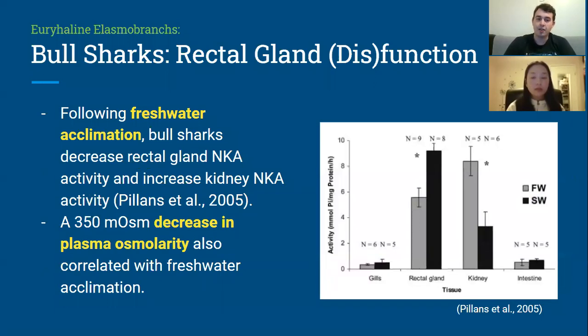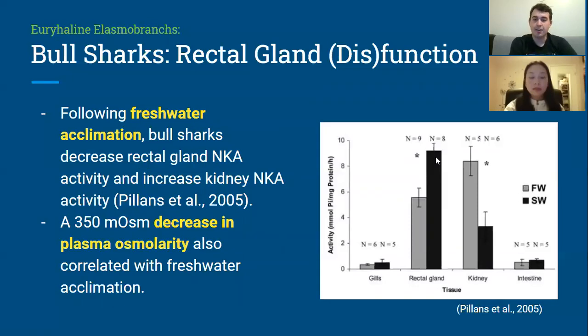Following their acclimation to freshwater, they have been found to decrease rectal gland sodium potassium ATPase activity while increasing their kidney sodium potassium ATPase activity, which we see in this graph over here on the right, with the freshwater environments in gray and the saltwater in black. We don't see any change in gill or intestine, but we do see an increase in kidney and a decrease in rectal gland.